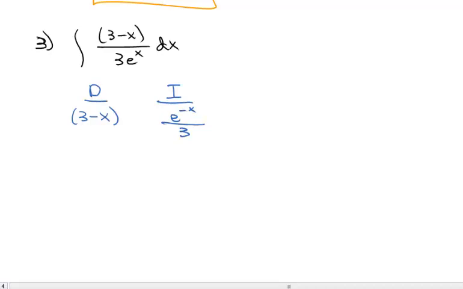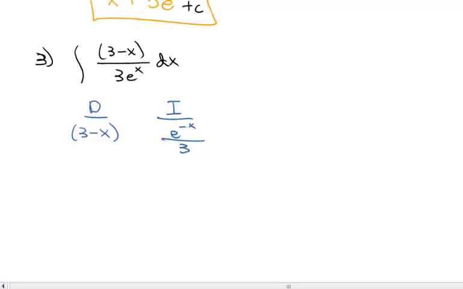So the derivative of 3 - x is negative 1. And the derivative of negative 1 is 0. So then we integrate the integral column, e^(-x), and then we divide by the negative 1, so we get negative 3. And then the integral again, e^(-x) divided by the negative 1 now makes it a positive 3.